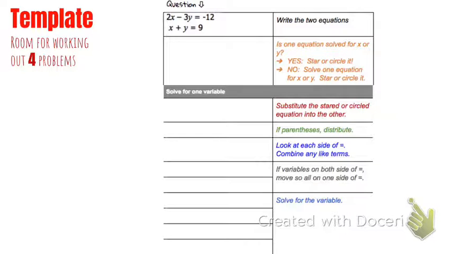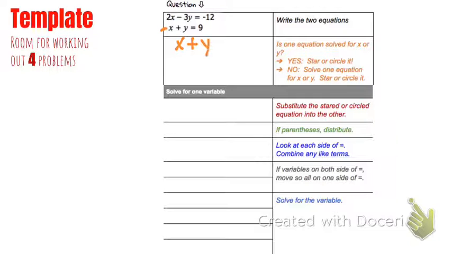Then it asks you, is one of the equations solved for either x or y? And if not, you need to solve one of those equations for x or y. So I can solve either of those equations for x or y. In this case, one of them looks a lot easier. So I'm going to solve this one for x or y. And let's just solve it for x.